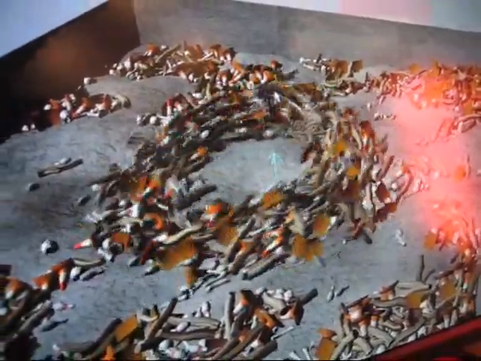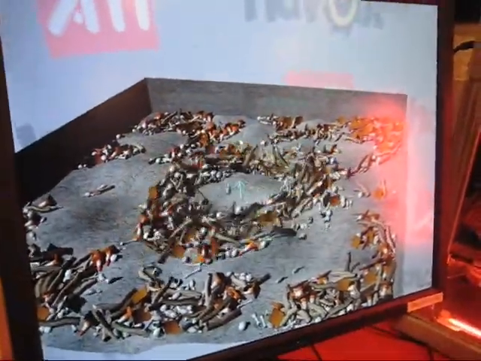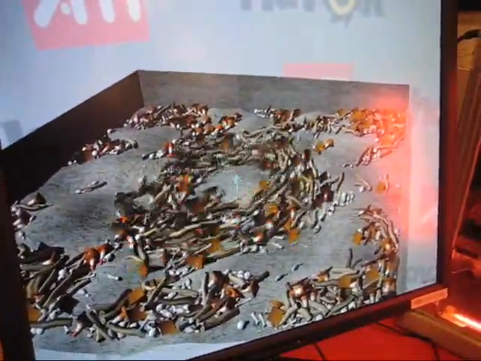Obviously it's easy to model collisions between two spheres, because you measure the distance between them and work out where they collide very easily. These are very irregular objects, long thin objects, short flat objects, and so on.